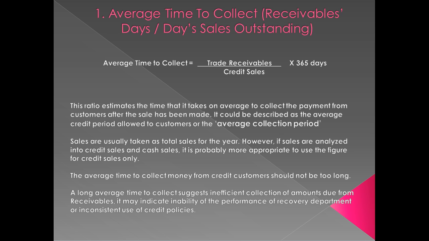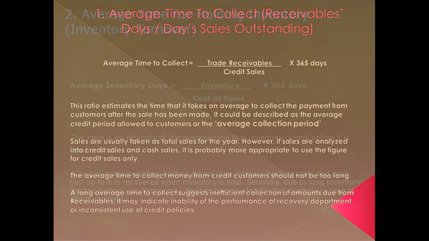However, if sales are analyzed into credit sales and cash sales, it is probably more appropriate to use the figure for credit sales only. The average time to collect money from credit customers should not be too long. A long average time to collect suggests inefficient collection of amounts due from receivables. It may indicate poor performance of the recovery department or inconsistent use of credit policies.